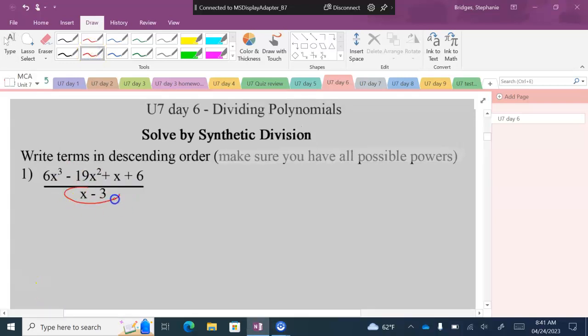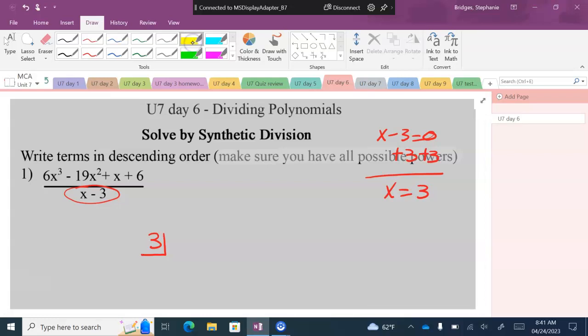Again, the very first thing we're going to do is take that divisor. We're going to come off to the side somewhere, set it equal to 0, and solve for x. Okay, so x equals what here? 3. All right, we're going to take that 3 and put it in a backwards L, a half a box, whatever you want to call it. We're just holding that 3 right there.